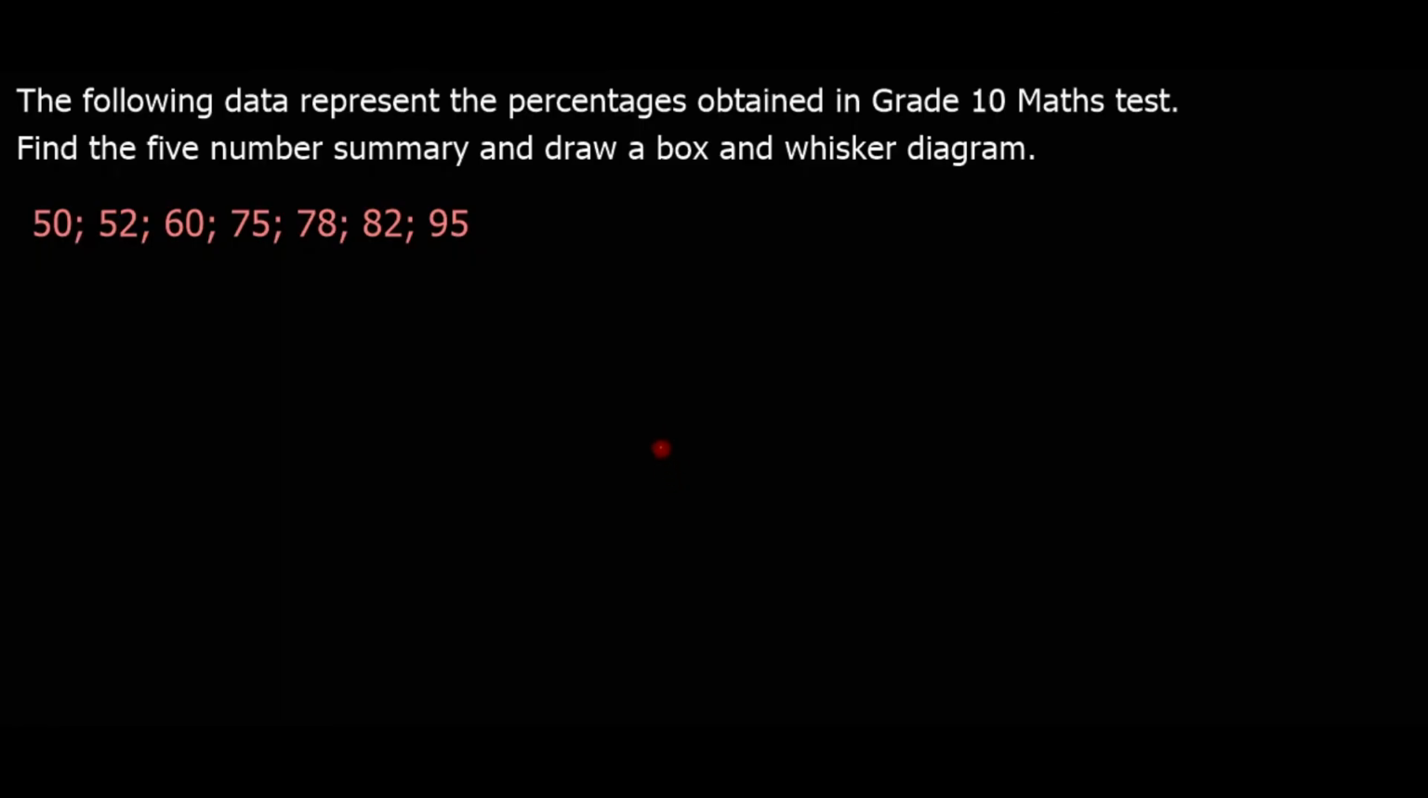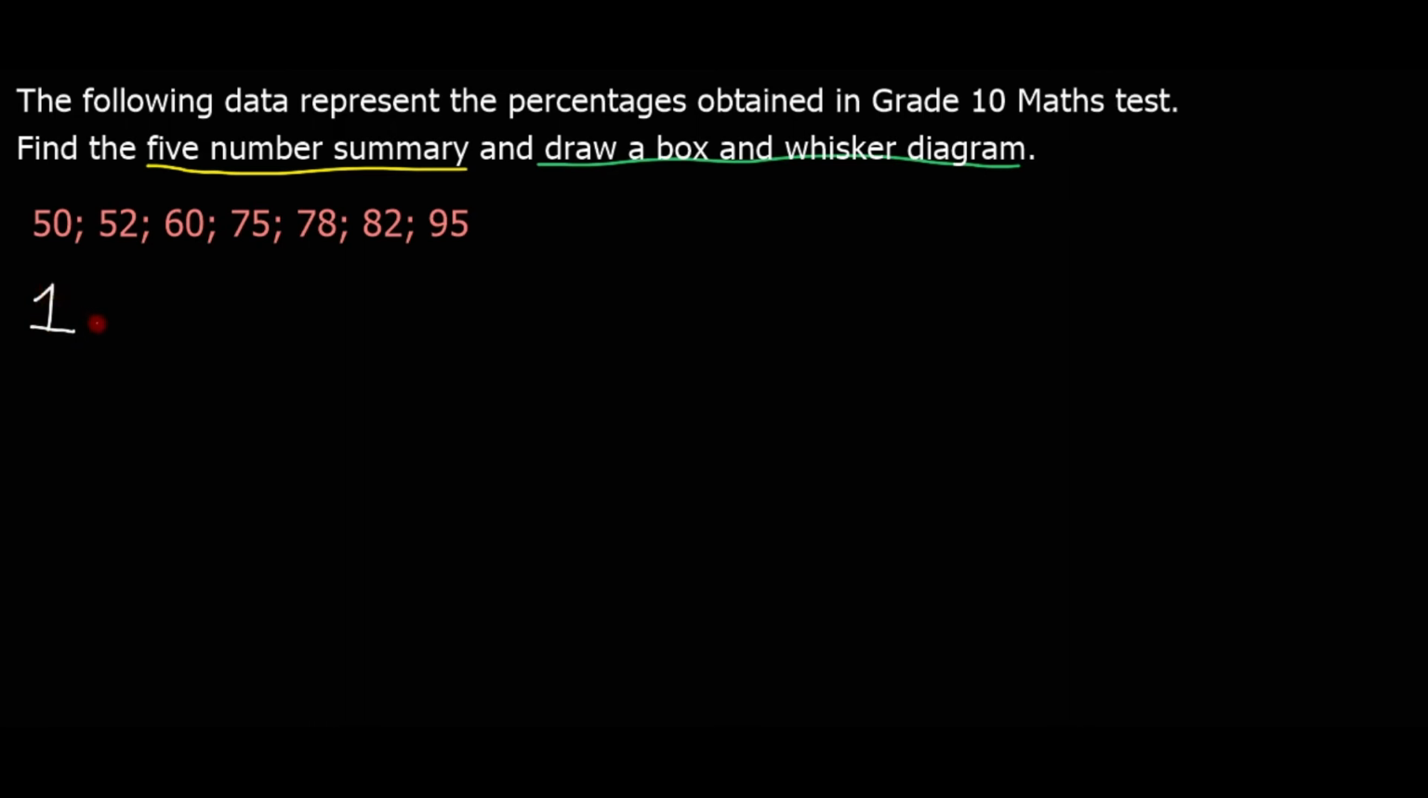And then this question area, the following data represent the percentages obtained in grade 10 maths test. Find the 5-number summary and draw a box and whisker diagram. This question area find the 5-number summary and then draw a box and whisker diagram. Actually, the 5-number summary e summarize data ya rena in this way.